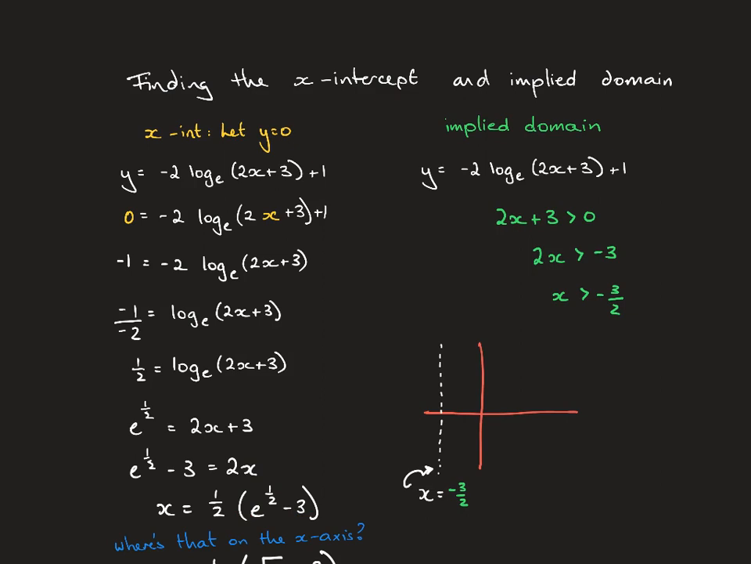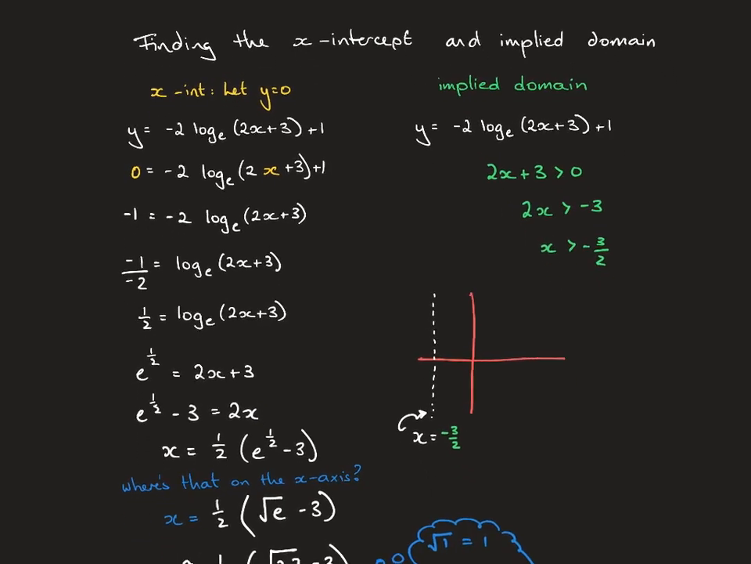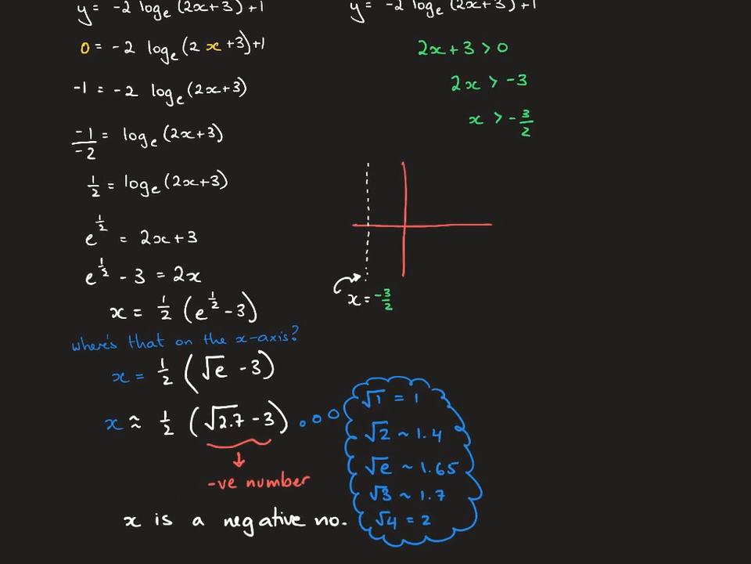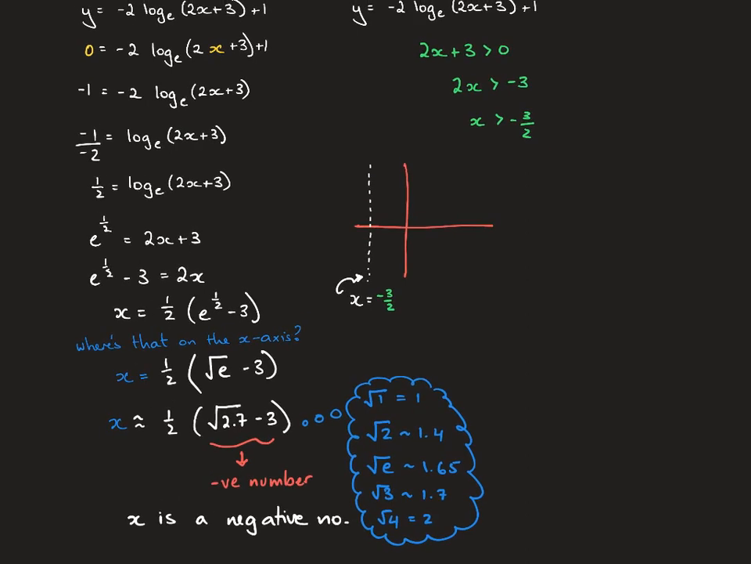So that's a very strange number, but where is that actually on the x-axis, and how do I go about finding that out if I don't have my CAS calculator? So what we actually do is we use what we know about square roots. So let's have a look at this. We know that x is equal to a half outside of, now e to the half is in fact the square root of e, take away 3. So all we need to figure out is, is it a positive number or is it a negative number?